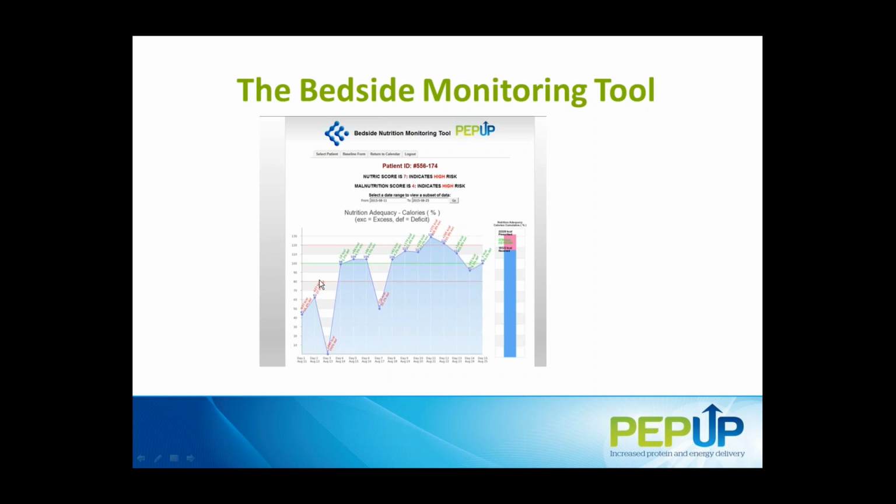You have the red line. The first red line is your 80% mark, green line's 100%, and then when you get to the second red line up here, you're 120%. That's a little bit of overfeeding.